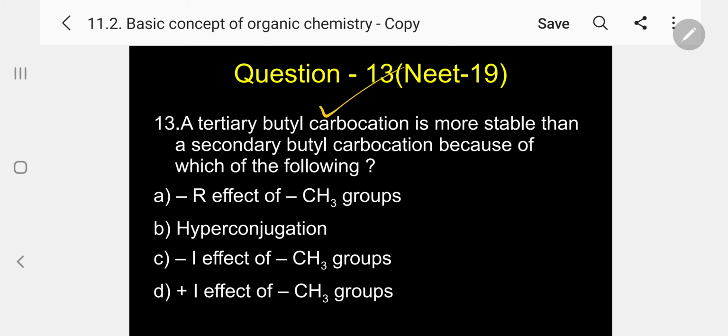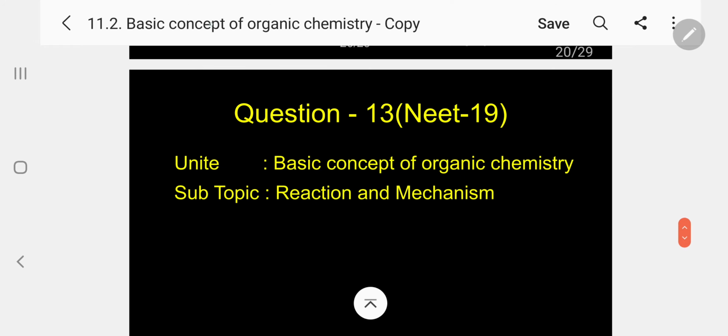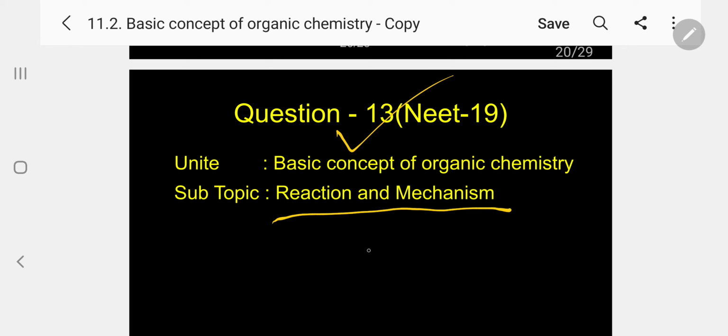A tertiary butyl carbocation or carbonium ion is more stable than a secondary butyl carbocation because of which of the following? Please follow. I have already explained this, but anyhow, it is my duty to explain. Kindly follow. As usual, this question is asked under the basic concept of organic chemistry, under reaction mechanism, specifically under inductive effect.